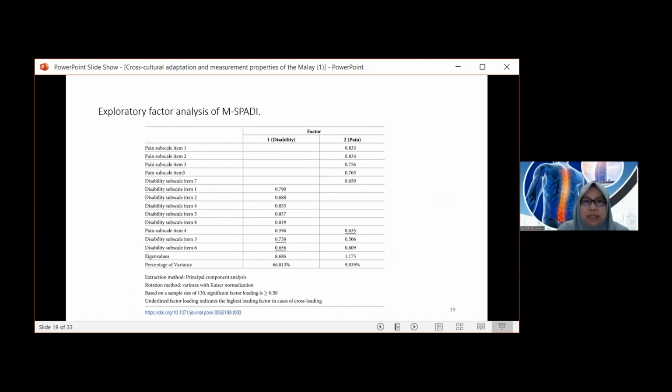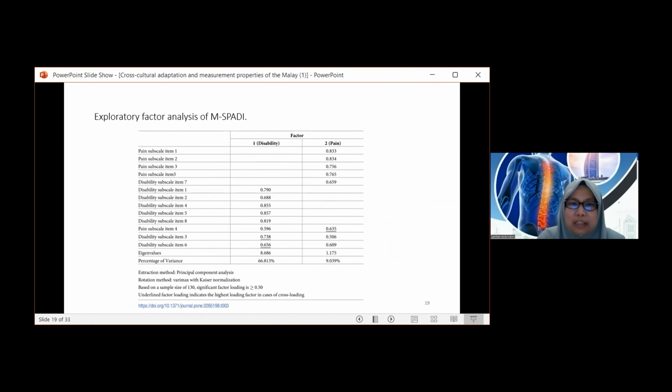Next, we go to this one. It's structural validity, which shows exploratory factor analysis, performed using principal component analysis with Varimax rotation. Two factors were extracted with eigenvalues more than 1, where factor 1, disability, explained about 67% of variance, and factor 2, pain, explained about 90% of variance.